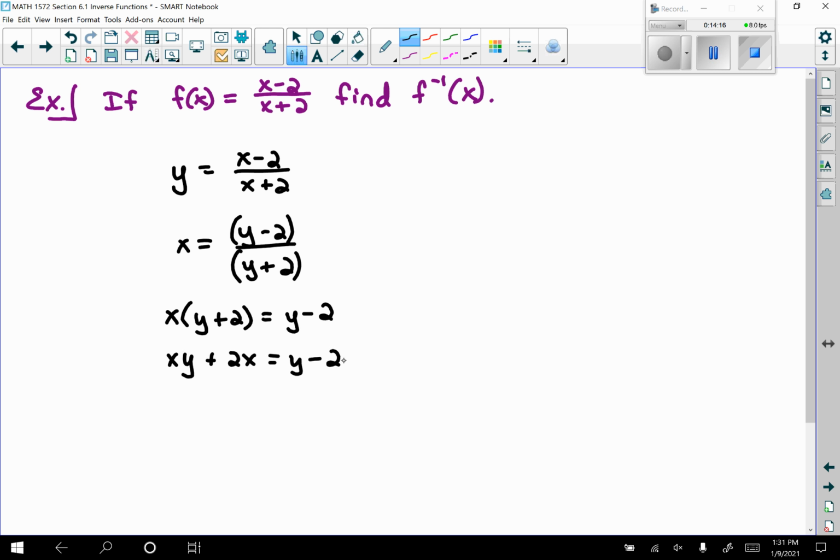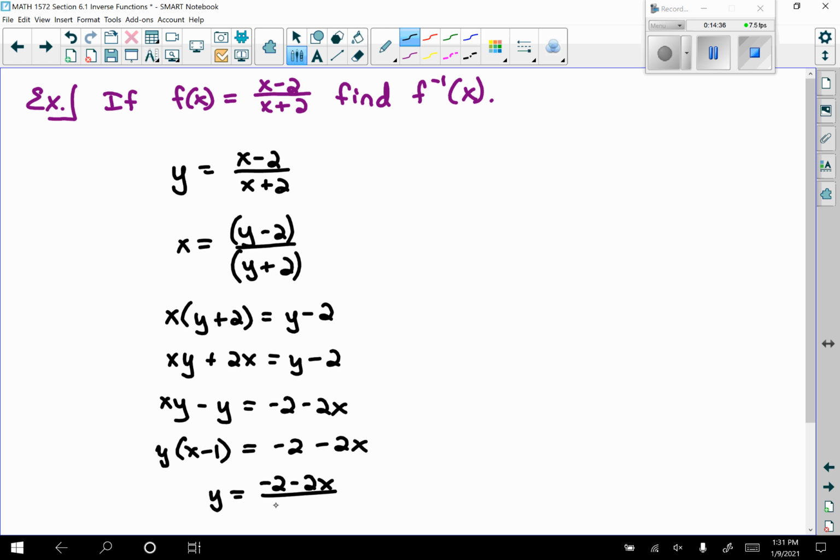I want to get all the y's to one side, so I'm going to leave the xy term here, subtract y. Over here, I'm going to subtract 2x, so we'll get a negative 2 minus 2x. Now I want to factor the y out, so we'll get x minus 1, and then still negative 2 minus 2x here. Solve for y, so y is going to equal negative 2 minus 2x over x minus 1, which is also the notation for the inverse of f of x.